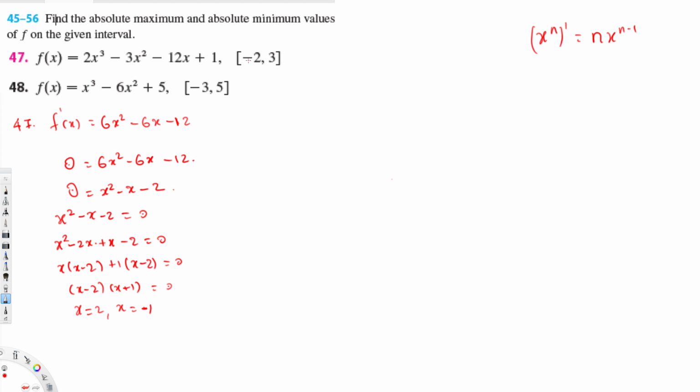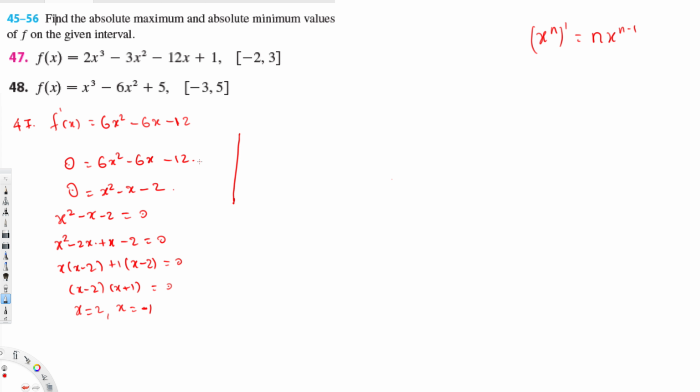They have given the domain, negative 2 to 3, so we have to check that these numbers are in the domain. If you see, 2 is within the domain, minus 1 is in the domain, so we are good to go. Now we have to check all the critical numbers and all the endpoints in f of x and see what value it gives. The highest value is going to be my absolute maximum and the lowest value is going to be my absolute minimum. So let's check all the values and see what happens.